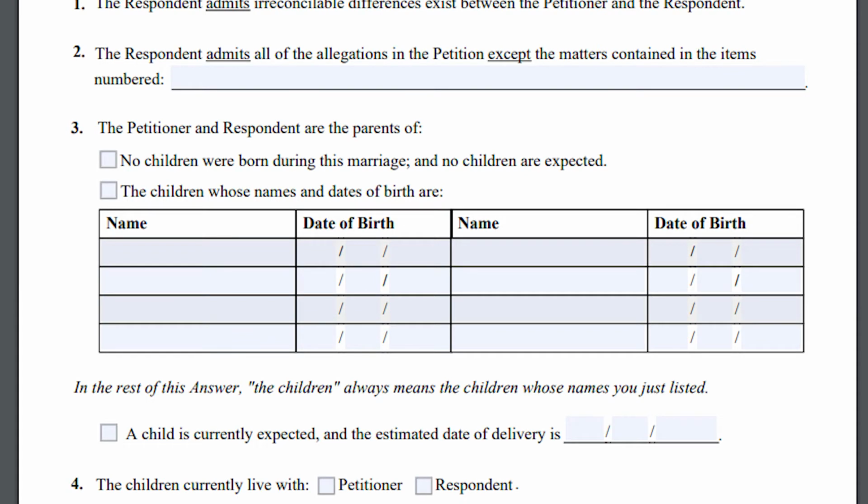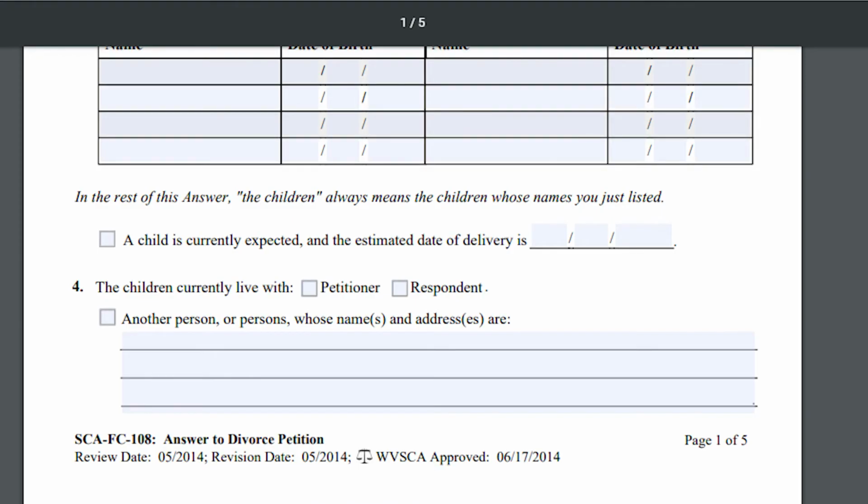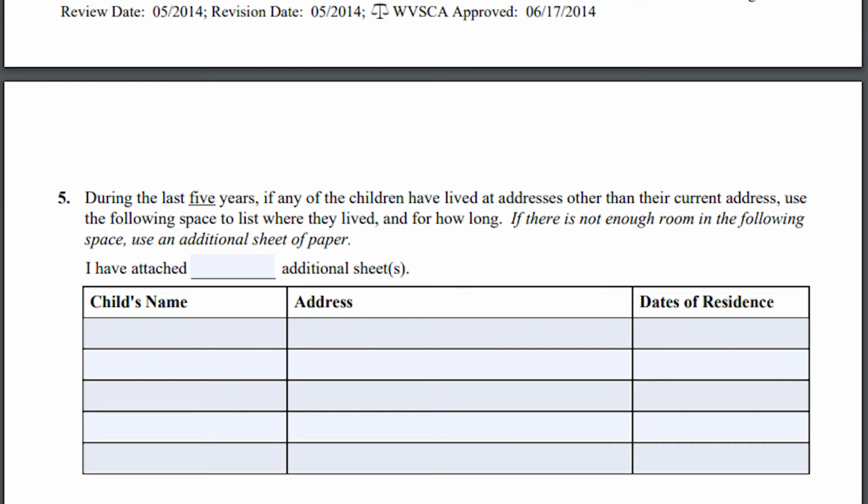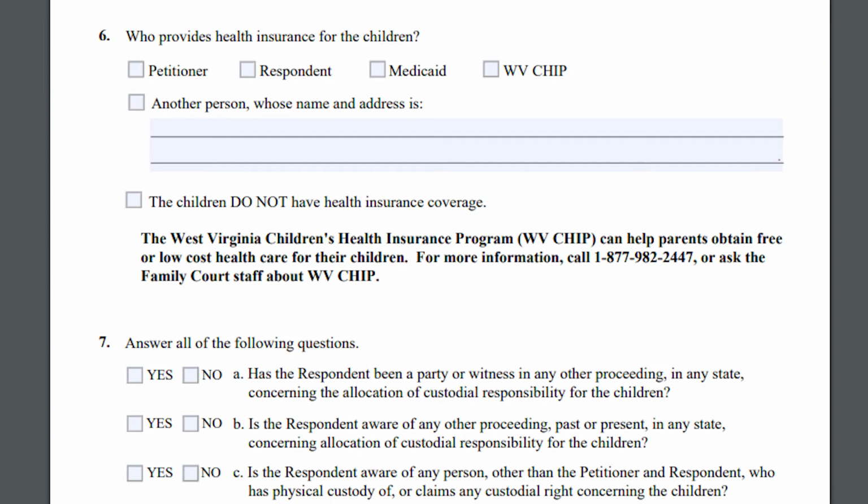If no children of the marriage have been born or expected, then you would mark no children on question number 3 on the answer, and then you can skip questions 4 through 7. If there are children of the marriage, then you need to answer each question carefully. For question number 3, you provide information about the children, their names, and their dates of birth. Question number 4, you provide information about where the children are currently living. Question number 5, you provide information about where the children have lived in the last 5 years. Question number 6, you provide health insurance information about the children.